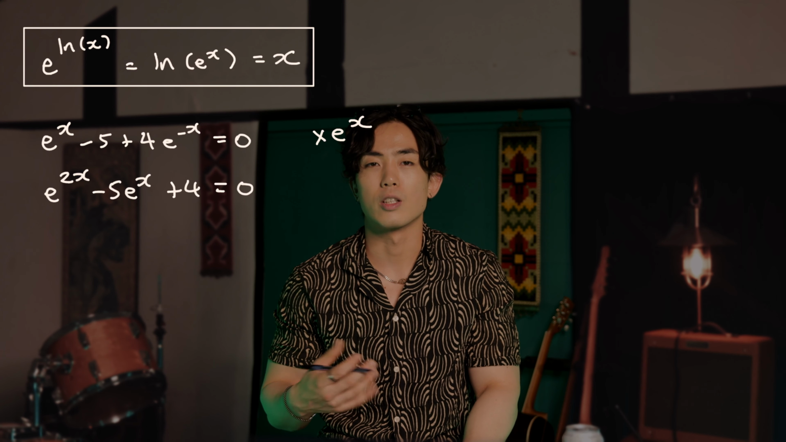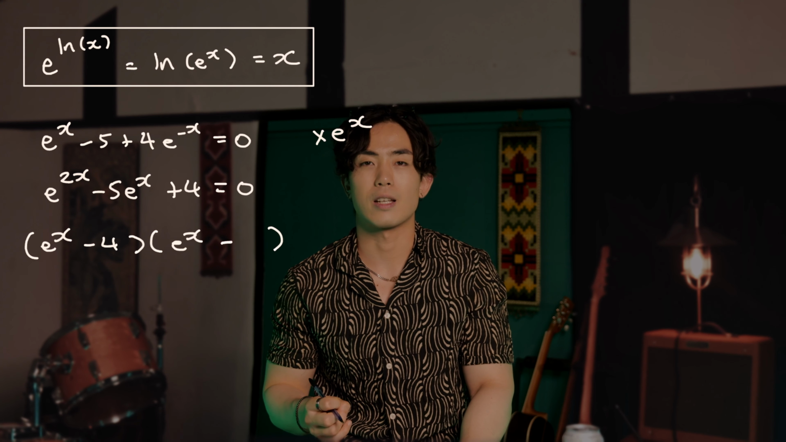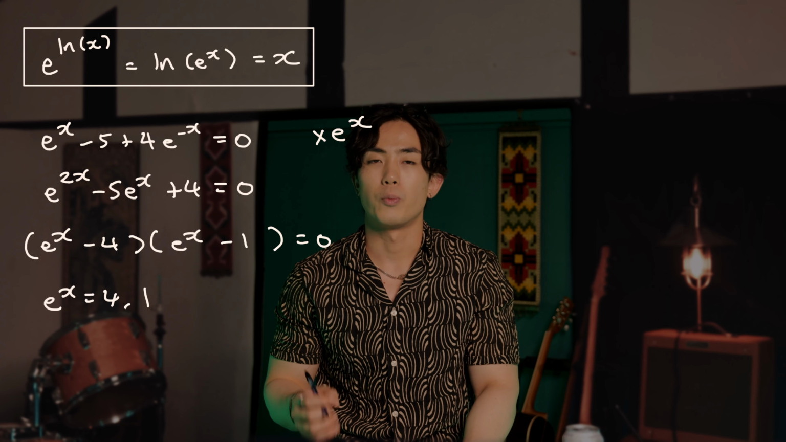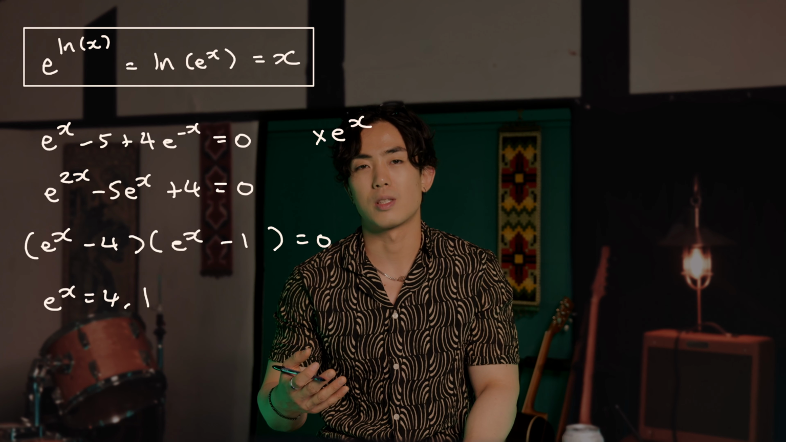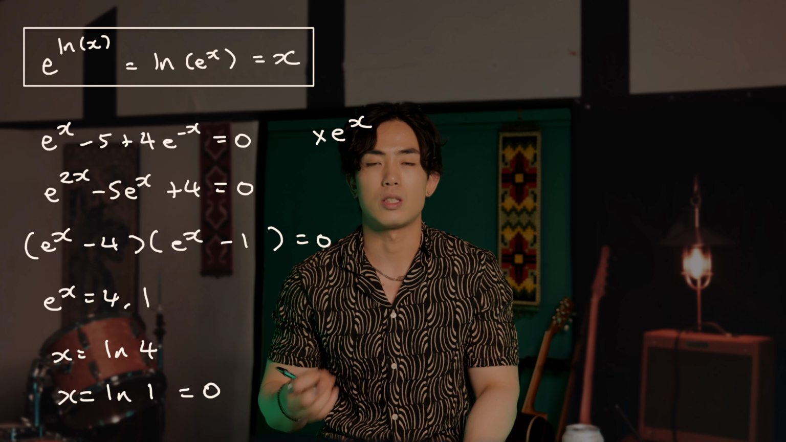This looks like a quadratic, right? So we can factorize this as (e to the x minus 4)(e to the x minus 1), and so therefore e to the x is either 4 or 1. We want x, so we should change it back, so we can say x is equal to ln 4 or ln 1, and ln 1 is actually going to be equal to 0.